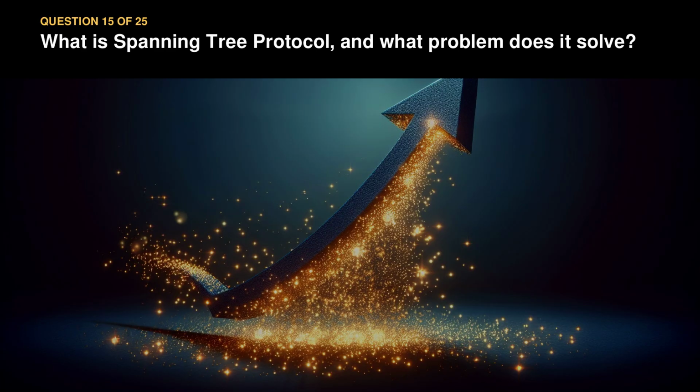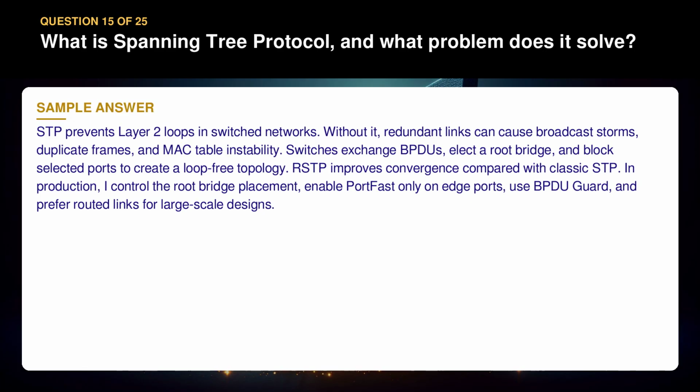Question 15. What is spanning tree protocol and what problem does it solve? STP prevents layer 2 loops in switch networks. Without it, redundant links can cause broadcast storms, duplicate frames, and MAC table instability. Switches exchange BPDUs, elect a root bridge, and block selected ports to create a loop-free topology. RSTP improves convergence compared with classic STP.